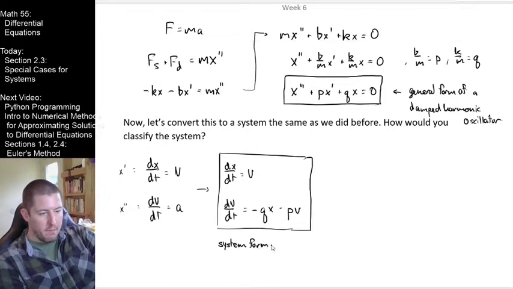System format of a damped harmonic oscillator.